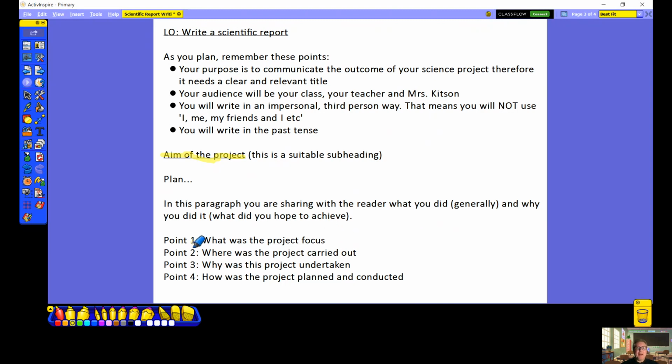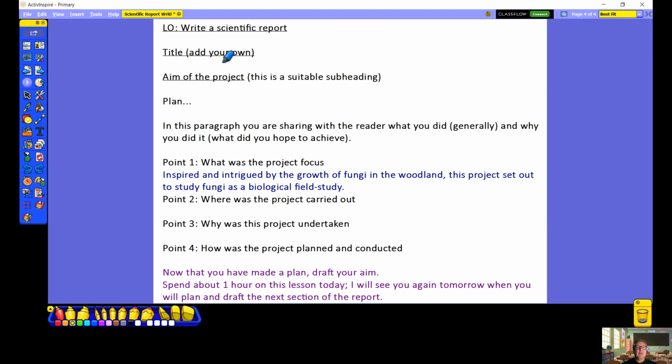So I've done a single paragraph plan. Point 1, what was the project focus? Point 2, where was the project carried out? Point 3, why was the project undertaken? And point 4, how was the project planned and conducted? So you need to come up with a relevant title of your own. You can use this subheading, the aim of the project.